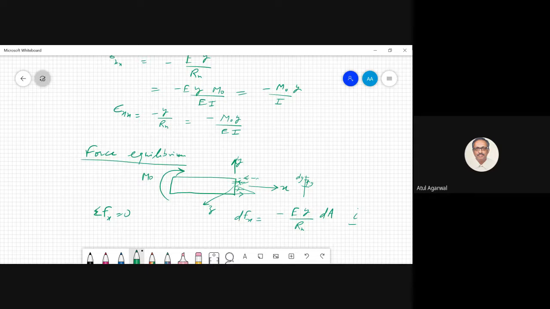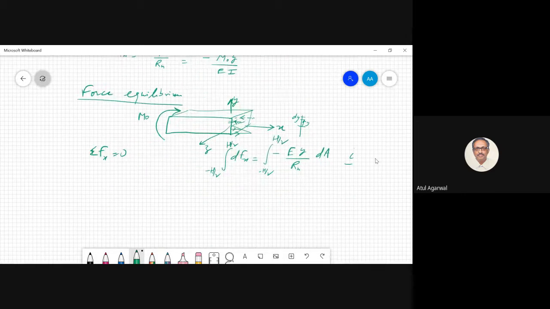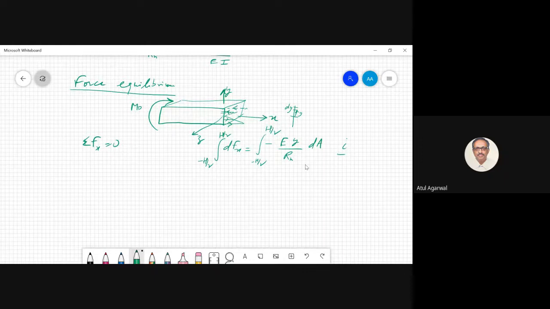Now if you want the force on the entire cross section, you have to integrate. You have to integrate from minus h by 2 to plus h by 2. So you're integrating over only the cross section. You have taken a cross sectional plane and you want to find the forces on this cross sectional plane. So you want to find the sum of these forces, the resultant force. All these forces are in x direction, so you can directly integrate and add them up. Now you see minus E by Rn, that's a constant. You take it out. So what is left is y dA. This you are integrating over the cross section.